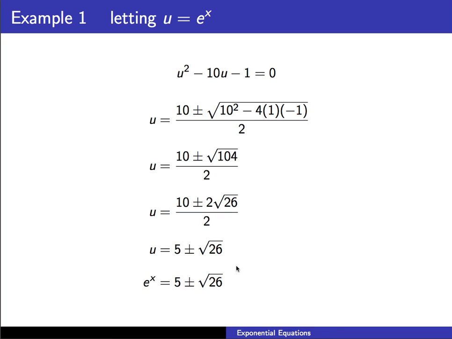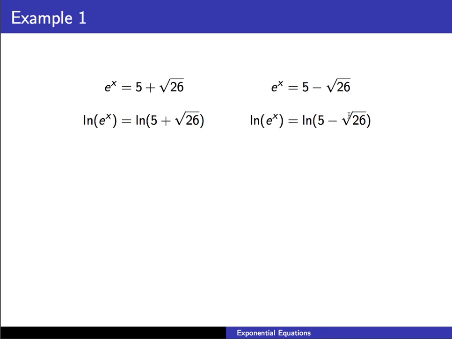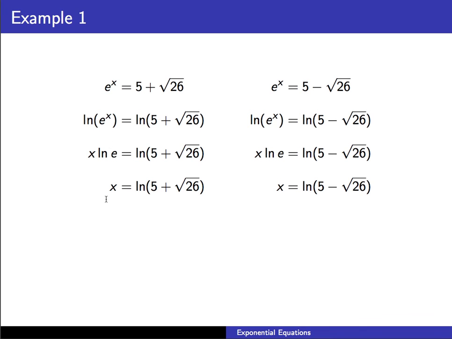So e to the x is going to equal 5 plus or minus the square root of 26. So we have e to the x equals 5 plus the square root of 26, and we have e to the x equals 5 minus the square root of 26. Taking the natural log of both sides, we have natural log of e to the x, which we know is x, equals the natural log of 5 plus the square root of 26. Over here, we have the natural log of e to the x, which is just going to equal x, equals the natural log of 5 minus the square root of 26. So if you want to use your power rule, you can. And you'll get x is the natural log of 5 plus the square root of 26. x is the natural log of 5 minus the square root of 26.